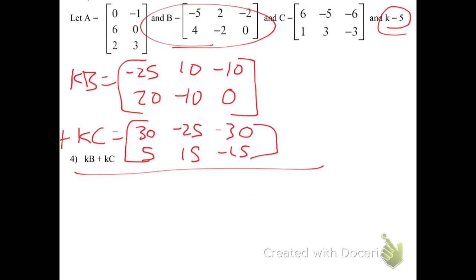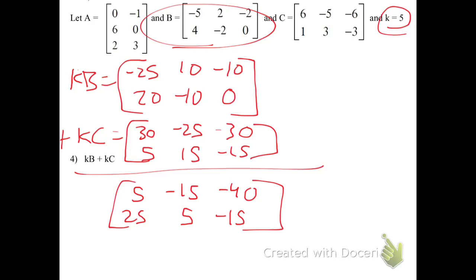So negative 25 plus 30 gives us 5. 10 plus negative 25 is negative 15. Negative 10 plus negative 30 is negative 40. Moving on to the second row, 20 plus 5 is 25. Negative 10 plus 15 is 5. And then 0 plus negative 15 is negative 15. And we got KB plus KC. And 4 is done.